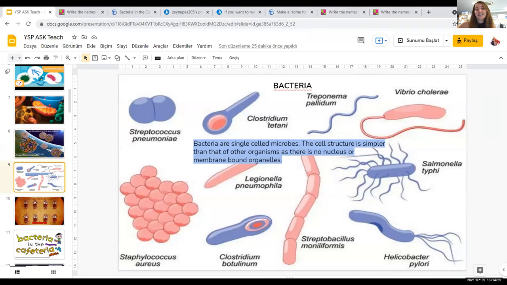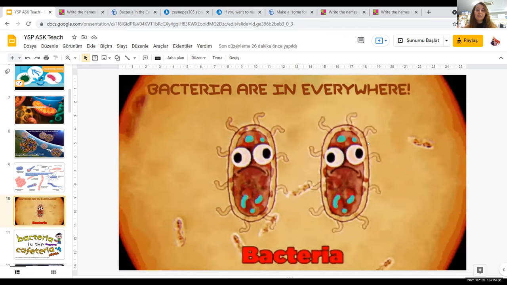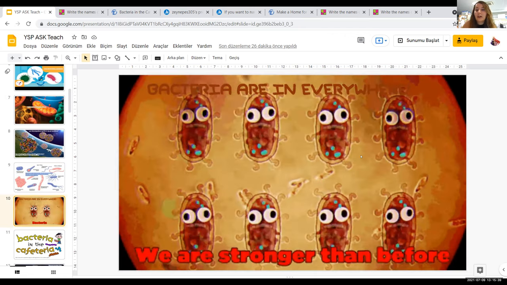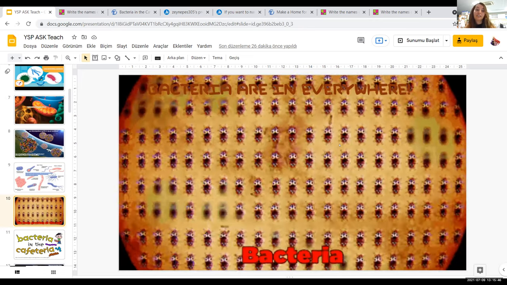Okay, now let's talk a little bit more about types of microbes. Bacteria, I'm sure you know this type of microbe. Bacteria are single-celled microbes, and their cell structure is simpler than the other microorganisms. They don't have a nucleus or membrane-bound organelles. And you can see in this picture some of their structures and shapes. Also, they live everywhere, in every habitat on Earth, like soil, rocks, and even Arctic snow, you can see in the ice.